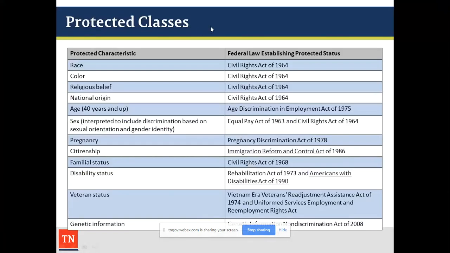So what are the protected classes? We all know the first four: race, color, religious belief, and national origin. But then there are some others that are maybe less well known but no less important. Age, sex, which includes sexual orientation and gender identity, pregnancy, citizenship, familial status, disability status, veteran status, and genetic information.